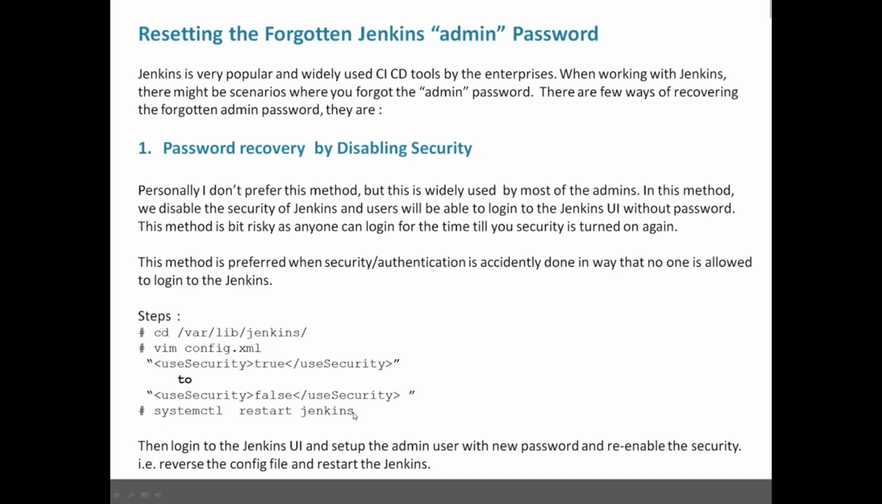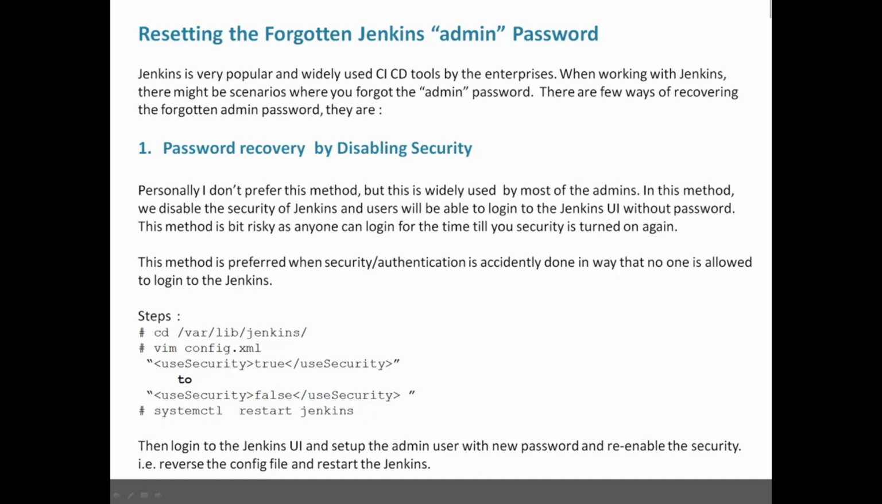In this scenario, I have configured Jenkins servers on RHEL 7. That's the reason I'm running systemctl command. In case you are running Jenkins on RHEL 6 or let's say Windows machine, use the appropriate method for that particular operating system to restart the Jenkins. Once you do that and you try to log in to Jenkins UI, you will be able to log in. After that, you can add a user, change the password and re-enable the security.